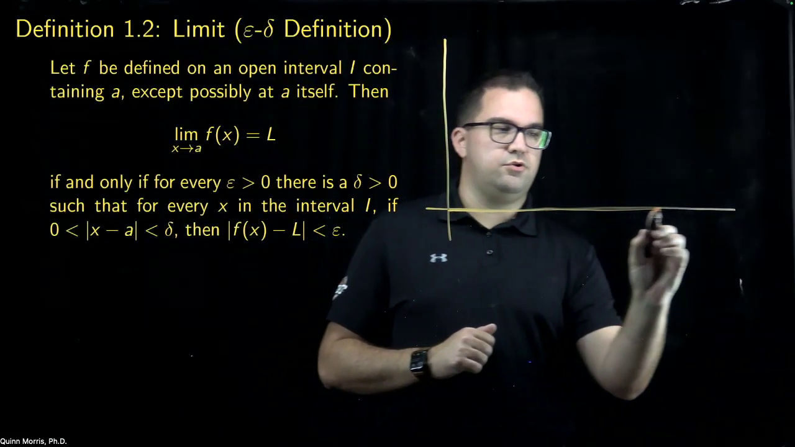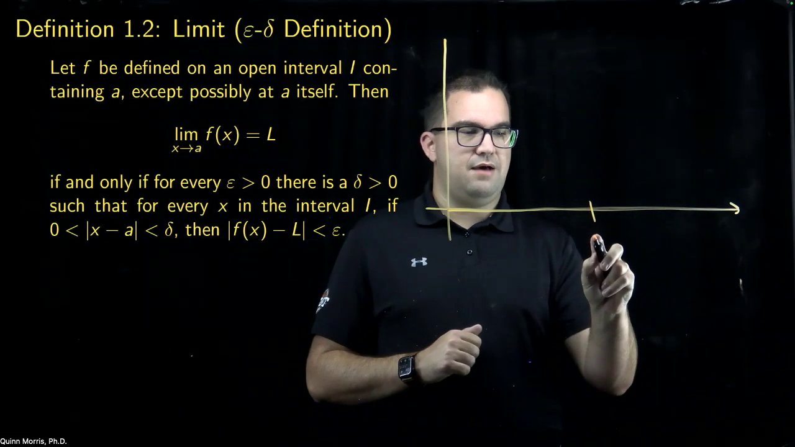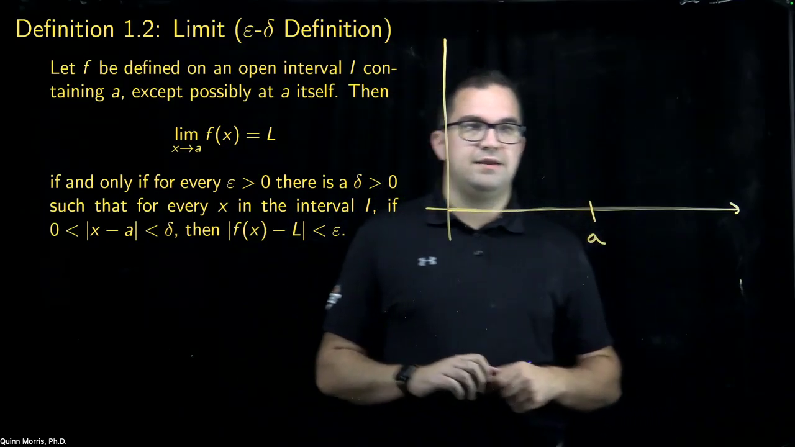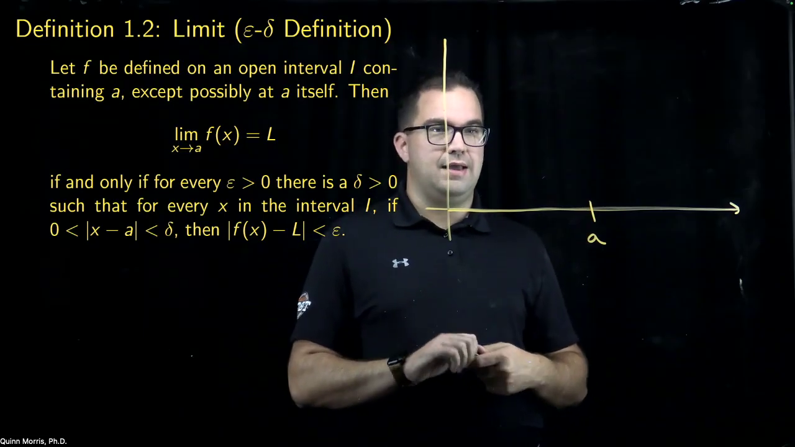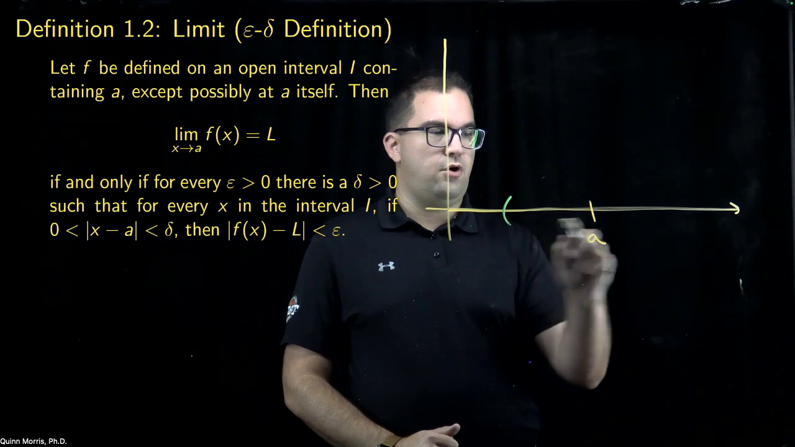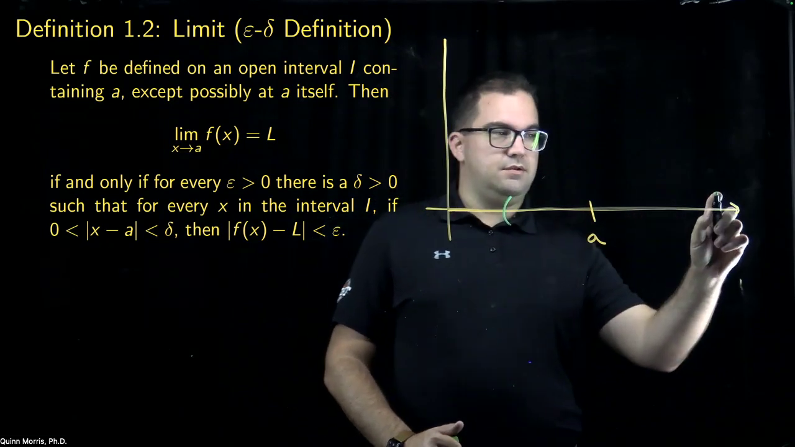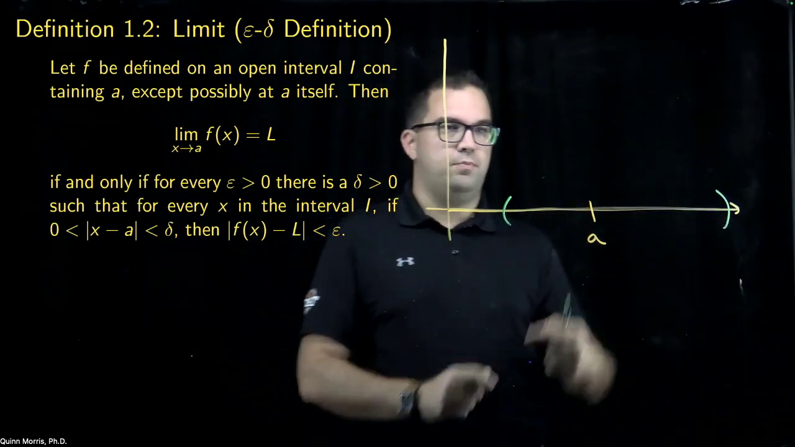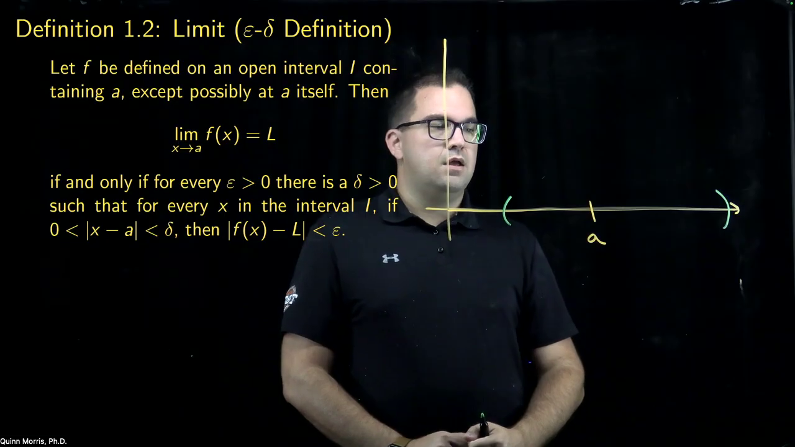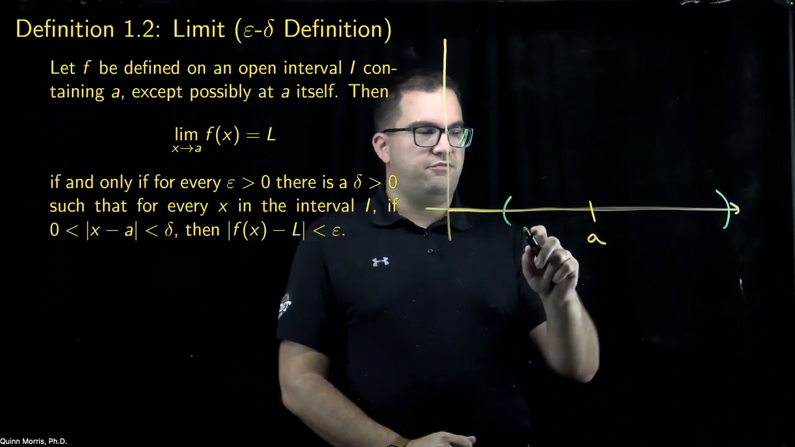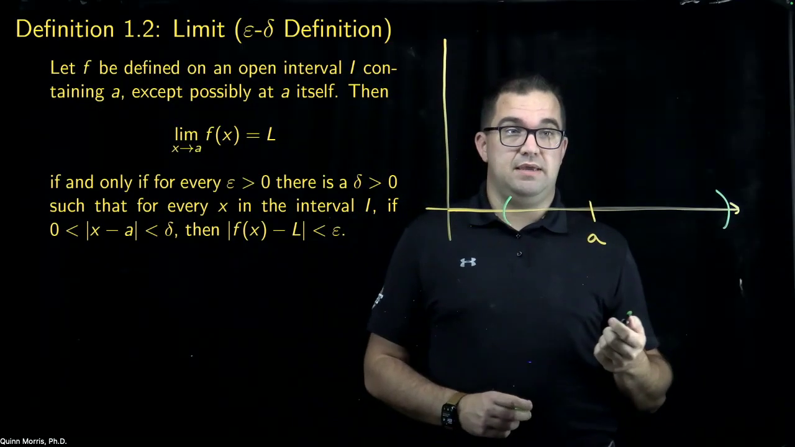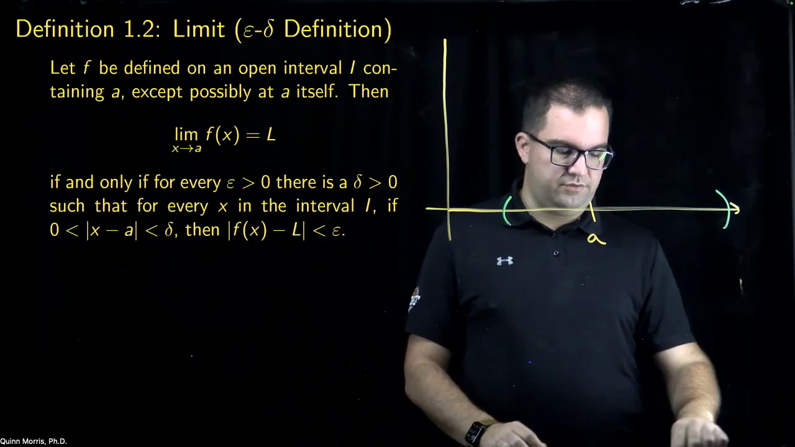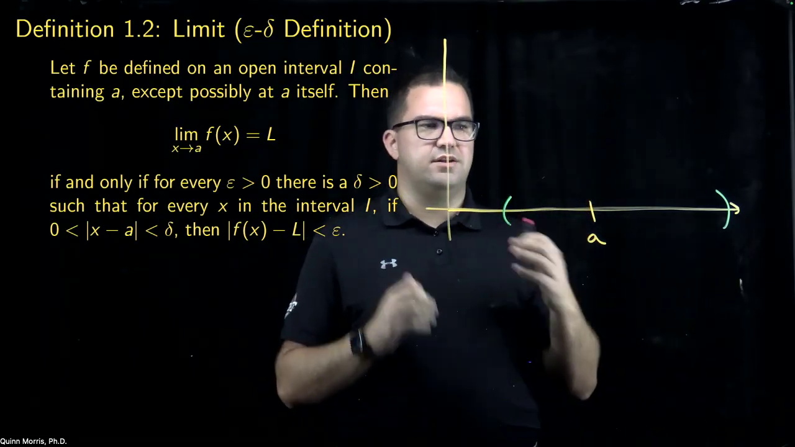So the first thing to think about here is we have a point a and we need a function that is defined on some open interval I, which contains a. So we have some open interval I. It doesn't say it has to be a nice symmetric interval. It just needs to be some open interval containing a. But the function may not need to be defined at a itself. It may or may not be. So it says except possibly at a itself. So just to illustrate this point, I'm going to make my function not defined at a.